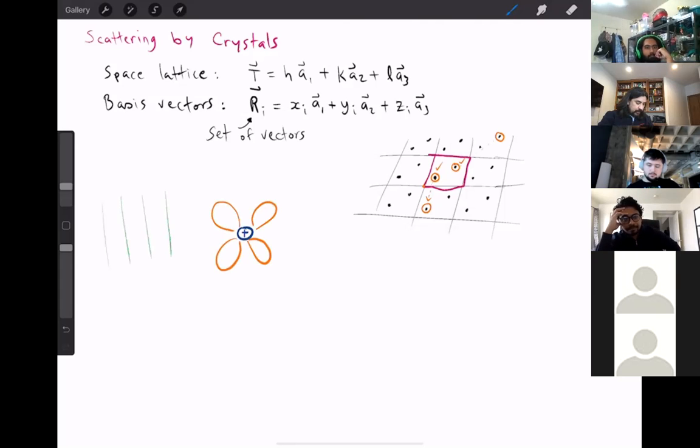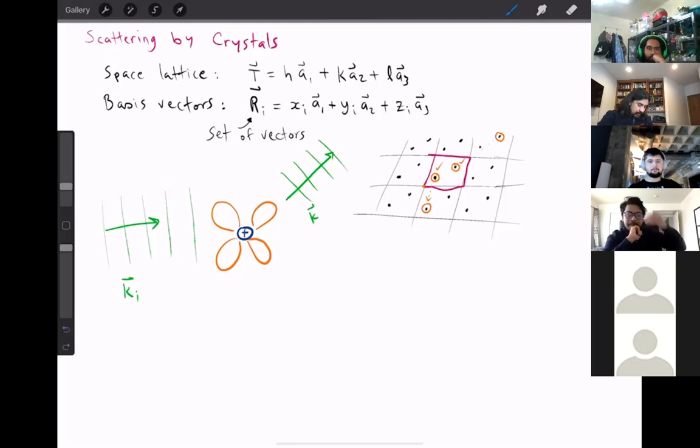So these are plane waves coming at it. They're moving in this direction. There's an incoming vector for this wave. And then this atom is going to reflect or scatter that radiation in this direction. This is k_s, the scattered radiation.